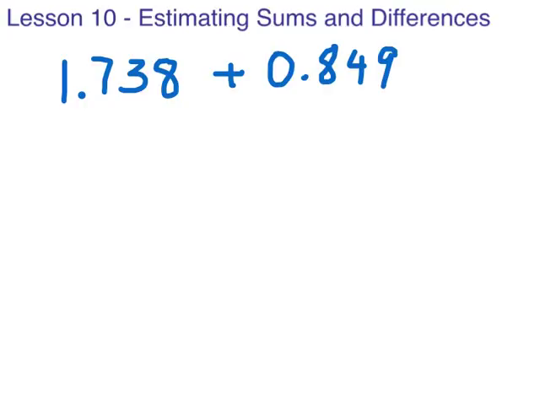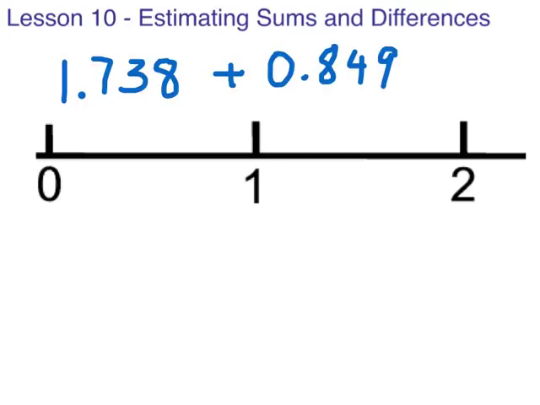can start by trying to put these numbers on a number line. 849 thousandths would probably go up somewhere about here on our number line. And 1 and 738 thousandths would probably go about here on the number line. So we can round these numbers to the nearest whole number, and then that will make finding our estimate very easy. So we can see that the closest whole number to 849 thousandths is 1.